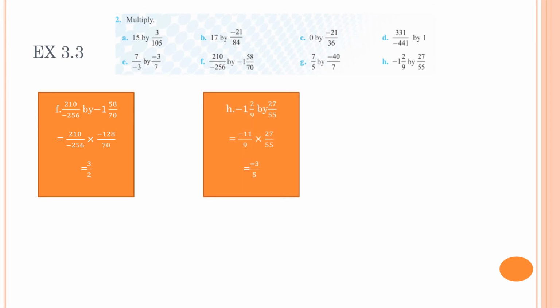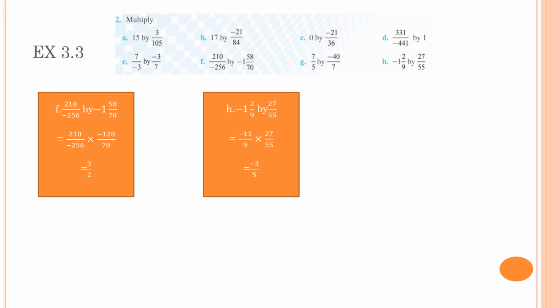Now let us come to H1, that is minus 1 2 by 9, I have to multiply by 27 by 55. So first I convert the mixed form into improper form, that is 1 into 9 plus 2, 11, so minus 11 by 9.